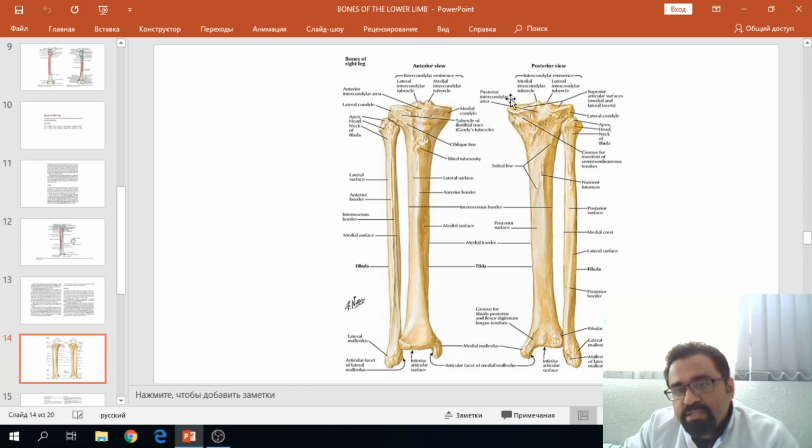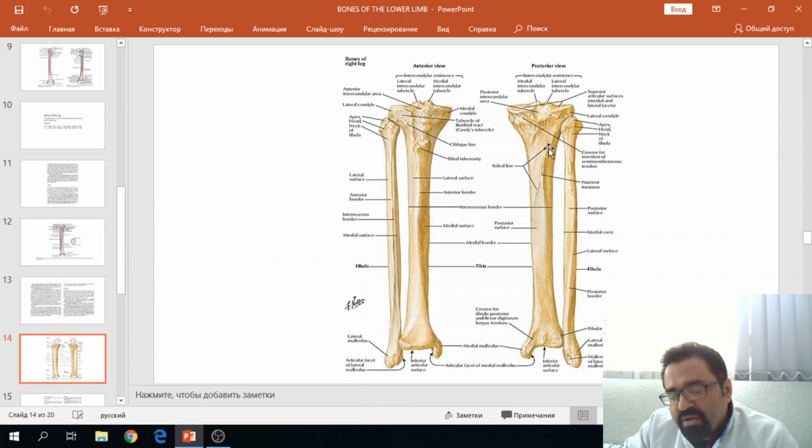On the posterior aspect, we have the medial condyle, and then there is a lateral condyle. There is an intercondylar eminence. Medial intercondylar tubercle, and then there is the lateral intercondylar tubercle. There is a groove for insertion of the semimembranosus muscle. Then there is the lateral epicondyle.